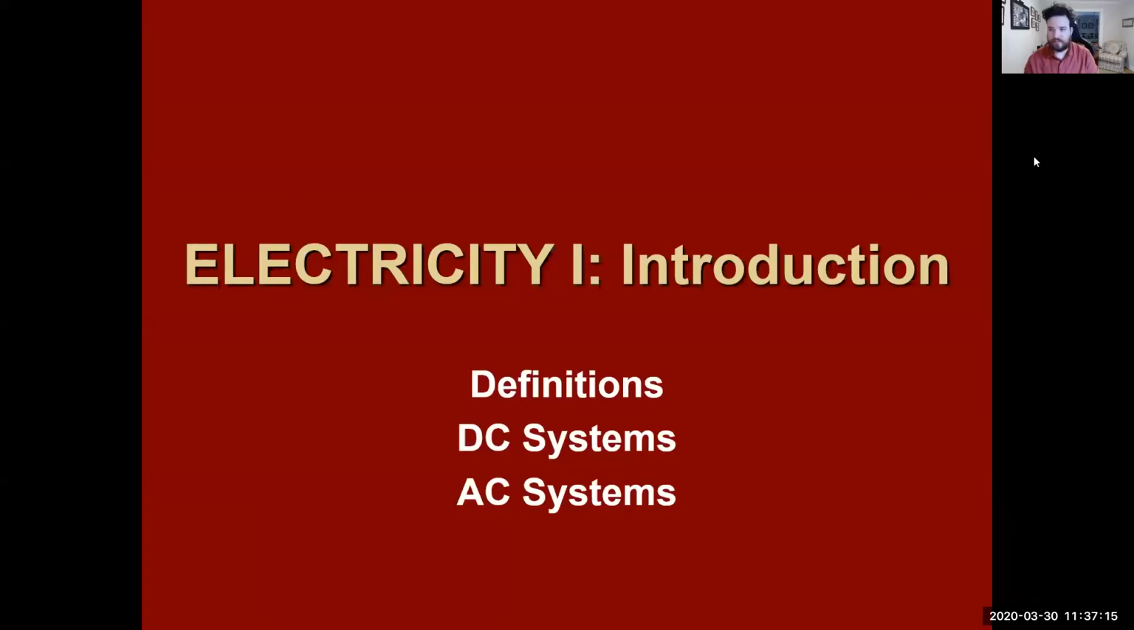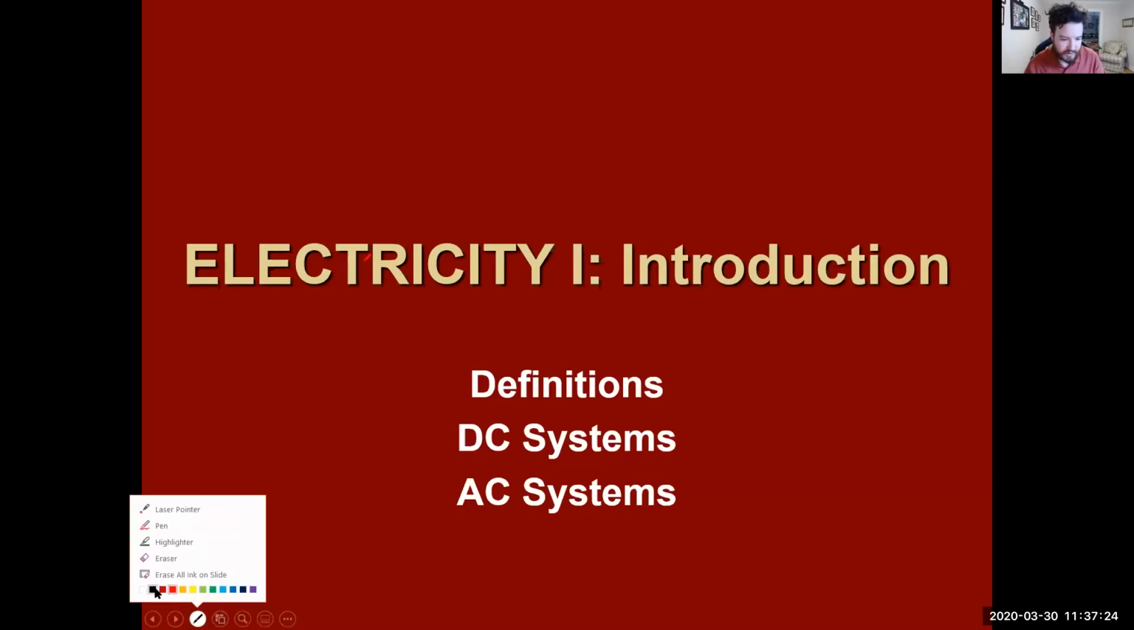All right then. So electricity, everyone's favorite topic. And I should change my pen color again because it likes to go to red.